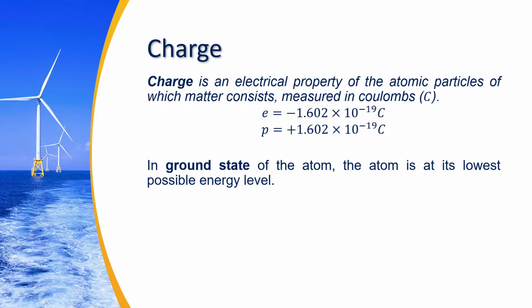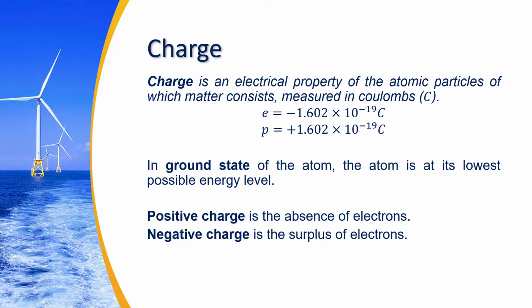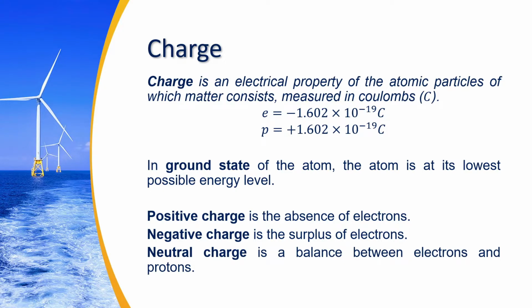When the atom has fewer electrons than protons, syempre, it becomes positively charged. Pero kapag yung atom ay mayroong more electrons than protons, the net charge swings back the other way. Kabaliktaran naman mangyayari, so it becomes negatively charged. So, positive charge is the absence of electrons. Negative charge is the surplus of electrons. And syempre, para maging neutral o maging balanse, neutral charge ang tawag doon, dahil neutral charge is a balance between electrons and protons.